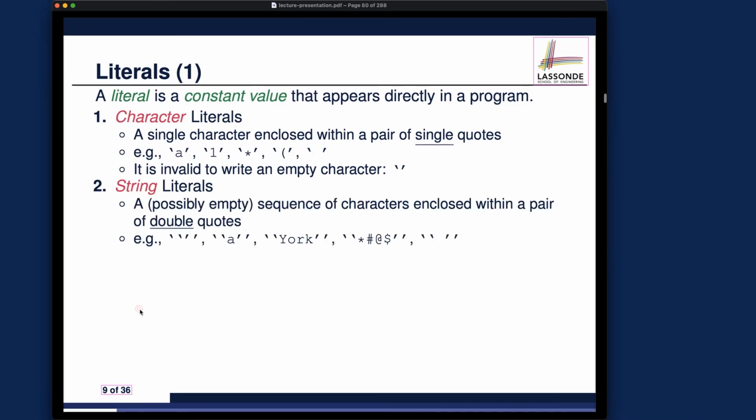The second one is more like a generalization of character literals. We call it string literals. You can think of it as basically a sequence of characters. You can have either zero characters or more; zero characters is actually okay. So a string literal is a possibly empty sequence of characters enclosed within a pair of double quotes. The way we distinguish between character literals and string literals is by seeing what quotes you're using. Now you can see we have an empty string over here, whereas an empty character literal is not allowed.